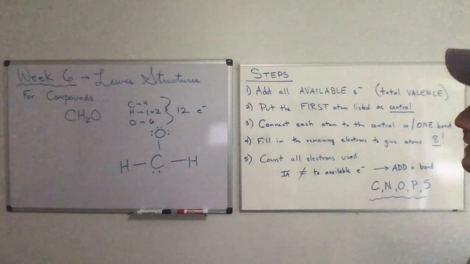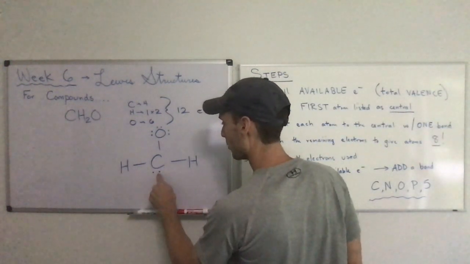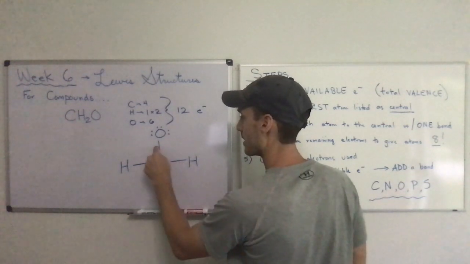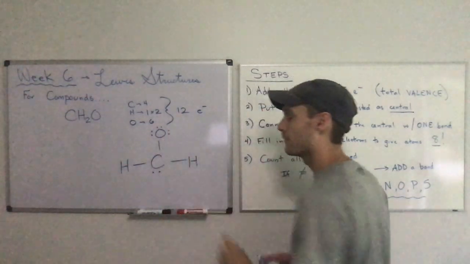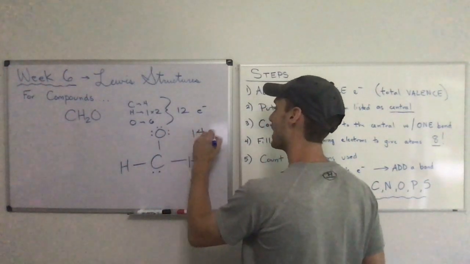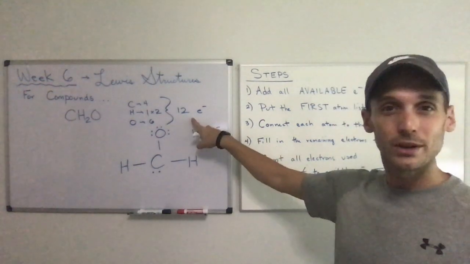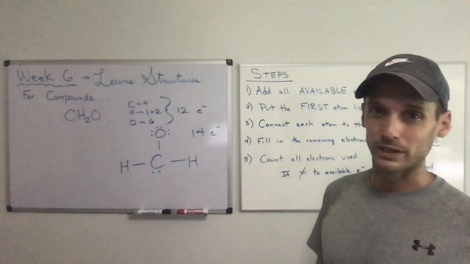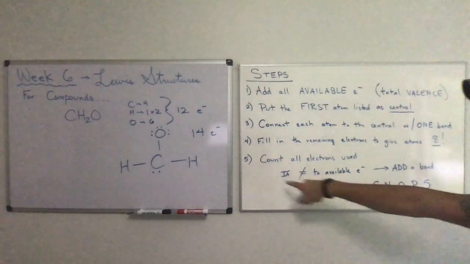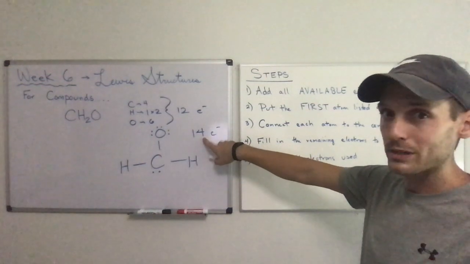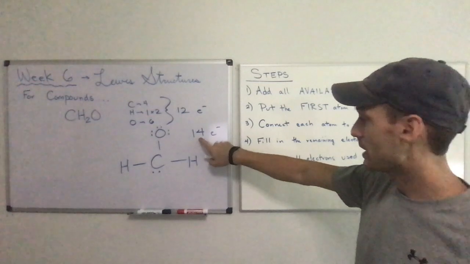Now, count all of the electrons used. Well, we have 2, 3, 4, 5, 6, 7, 8, 9, 10, 11, 12, 13, 14. So we have used 14 electrons even though we only had 12 to work with. So here's a problem. If they are not equal, and this is the only way that they're not going to be equal, is if you used too many. We've used too many here.